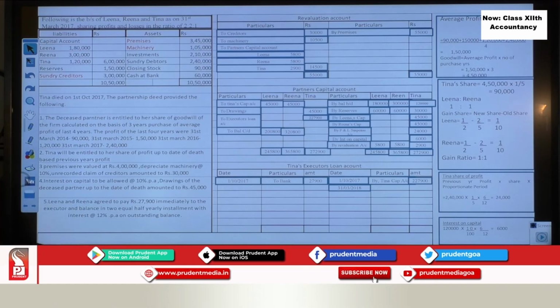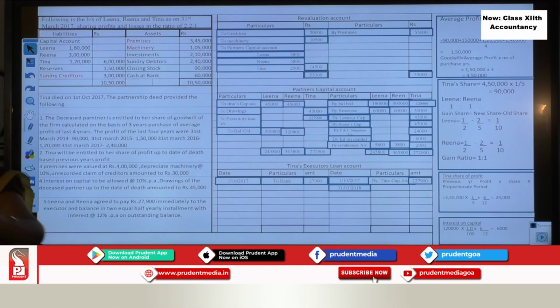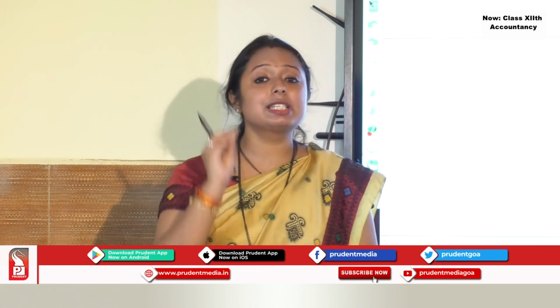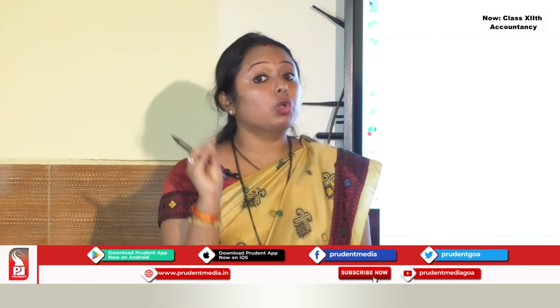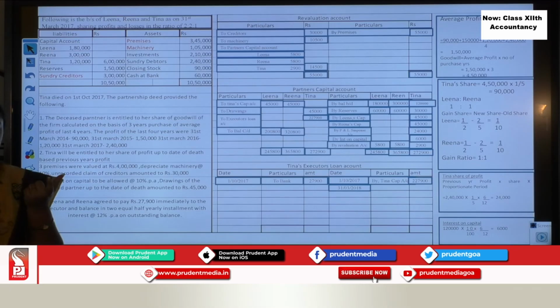So how we will calculate the interest? Will you calculate on 2,27,900? No, because you have already paid 27,900. How much is the balance? 2 lakh. So 2 lakh into how much percent? 12%. And how many months? 6 upon 12, because you are told half yearly. I am repeating, 2 lakh is the balance left, because 2,27,900 minus 27,900. 2 lakh into 12%, and half yearly. So it is 6 upon 12. So it comes to 12,000.